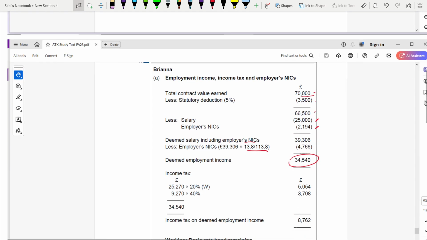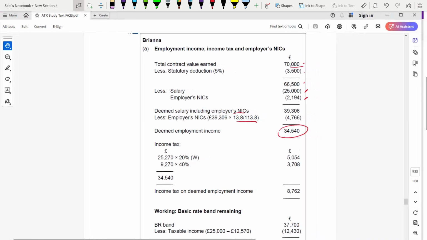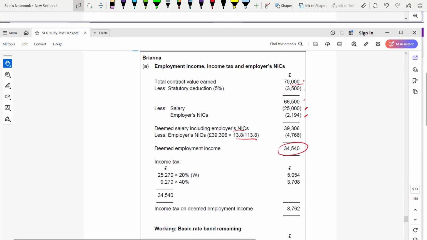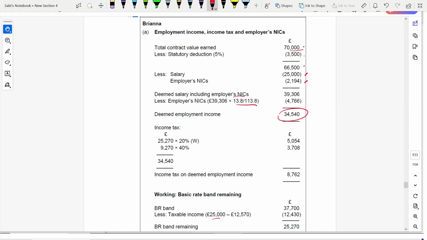So remember, there is a basic rate band. Your salary is 25,000. Basic rate band is 37,700. Still 12,570 is left. This 12,570, what is it? Personal allowance. You have to deduct your personal allowance. Do not forget to deduct it from your 25,000 salary. This 25,000 salary we are talking about, not 34,540. Because we want to know what is the basic rate band remaining. So take it and you get it, and this is the basic rate band remaining.